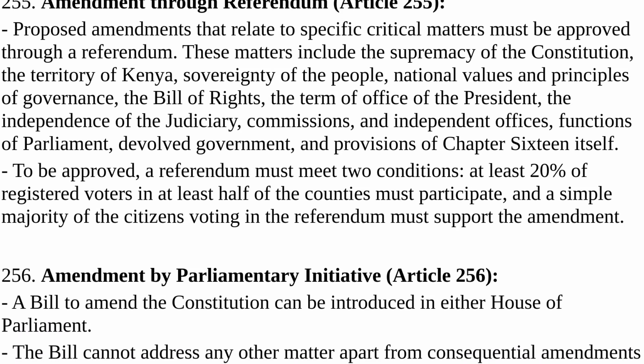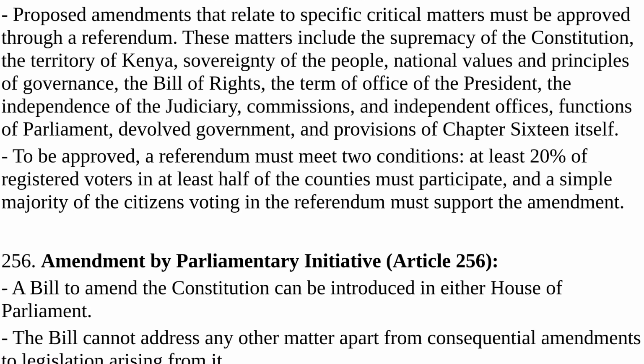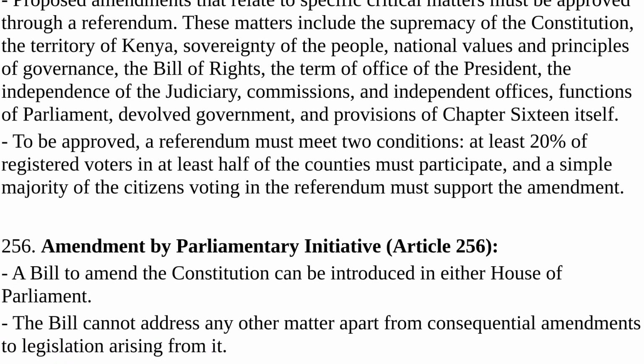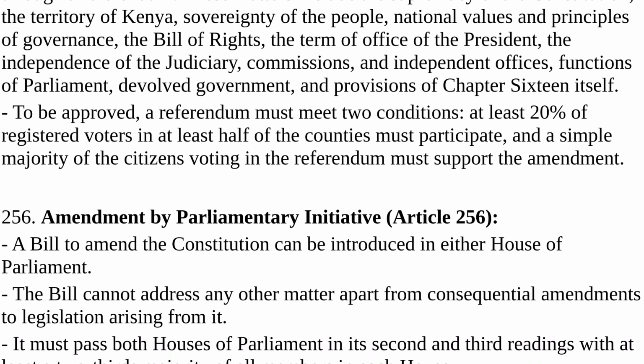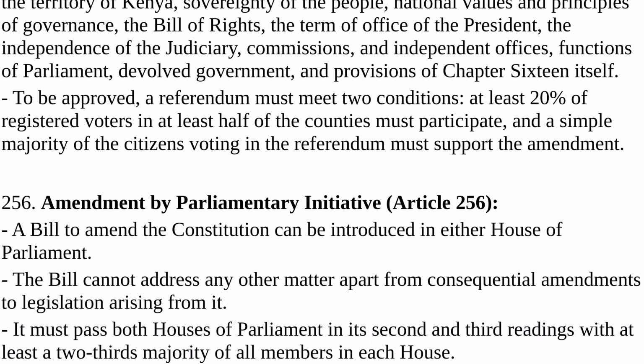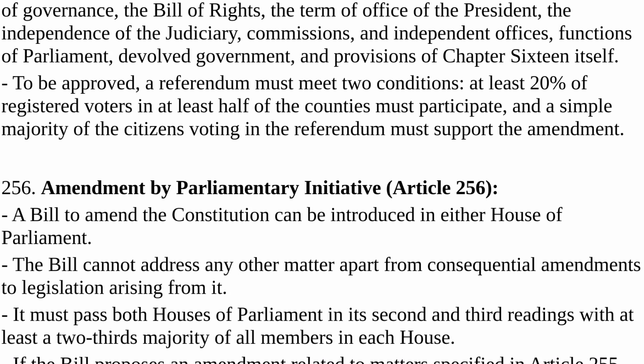To be approved, a referendum must meet two conditions. At least 20% of registered voters in at least half of the counties must participate, and a simple majority of the citizens voting in the referendum must support the amendment.